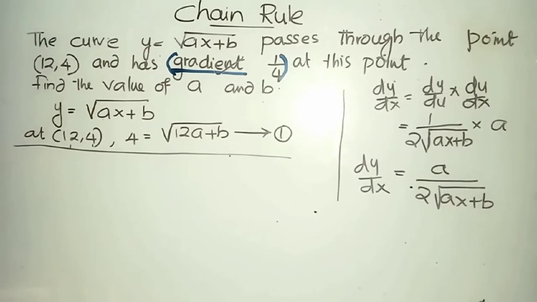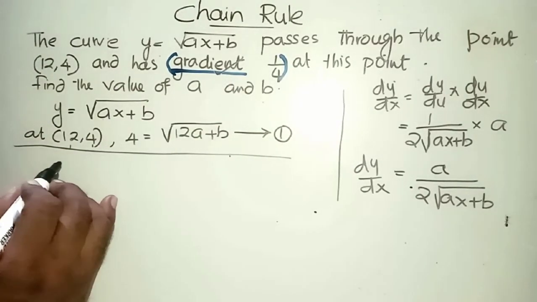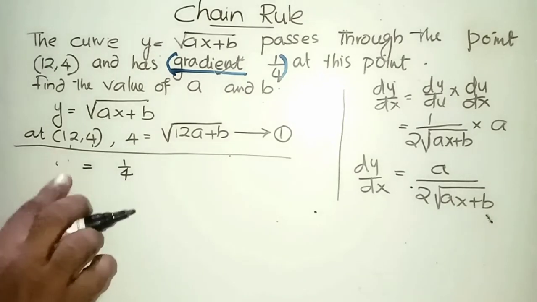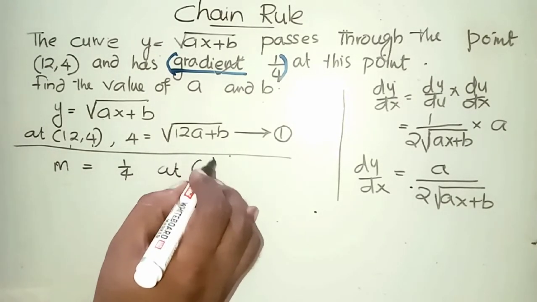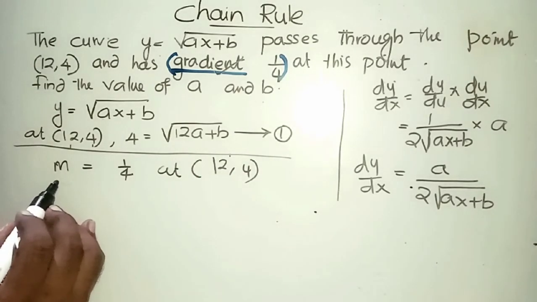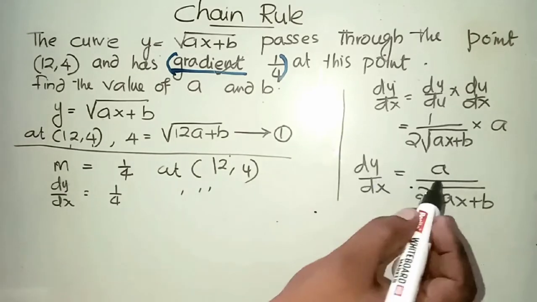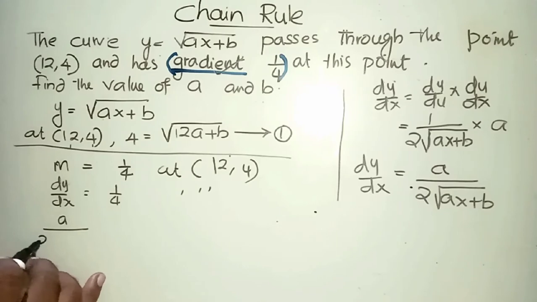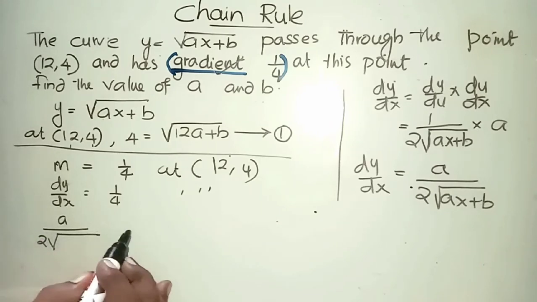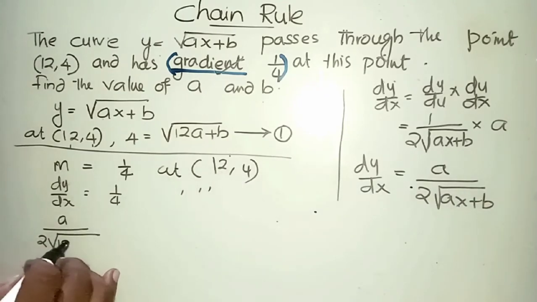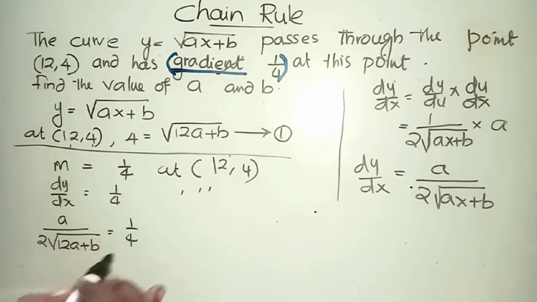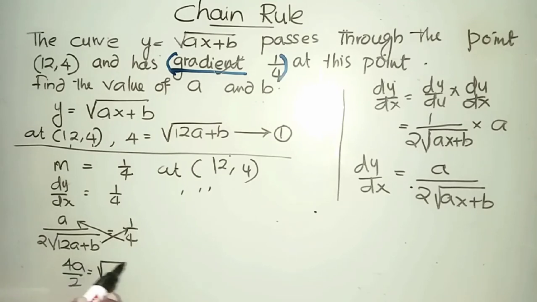Okay, now take the part of gradient. Gradient is 1 by 4. I am writing gradient as m at (12, 4). That means the gradient 1 by 4 stands for dy by dx is 1 by 4 at (12, 4). Here we have dy by dx equal to a by 2 root of ax plus b, but x is 12 here, that is 12a plus b, and that equals 1 by 4. When you cross multiply, we get 4a by 2 equals root of 12a plus b.